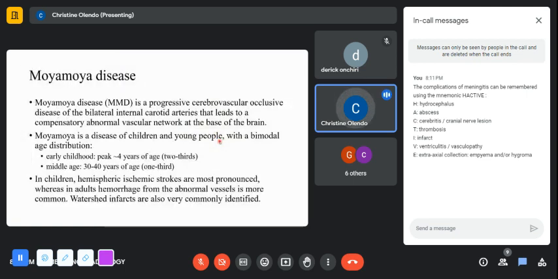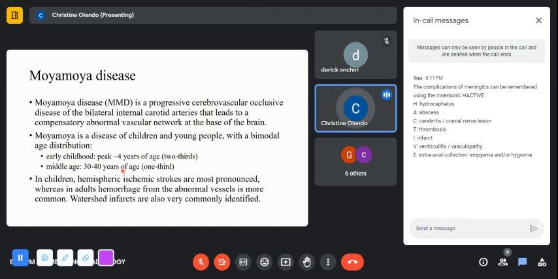So we'll proceed to Moya, which is a progressive cerebrovascular occlusive disease of the bilateral internal carotid arteries, which leads to a compensatory abnormal vascular network at the base of the brain. It has a bimodal age distribution. There's one in early childhood, which peaks at the age of 4, which occurs in two-thirds of the patients who present with this, and then you have those who present at the age of 30 to 40, and it's in one third of the patients with Moya.